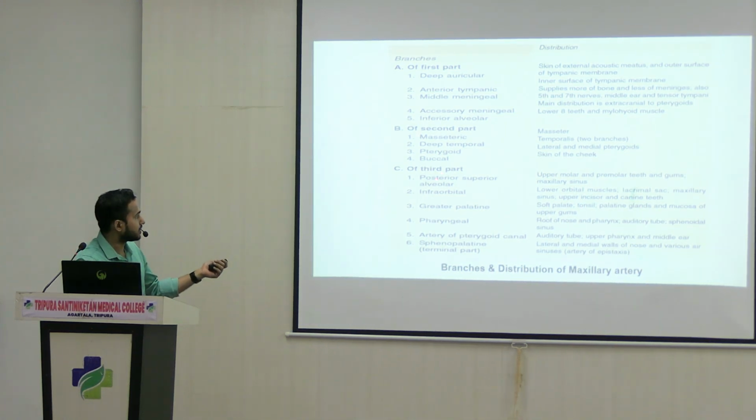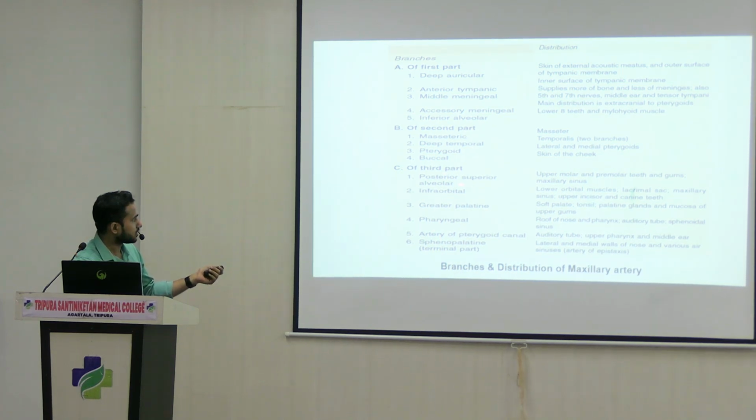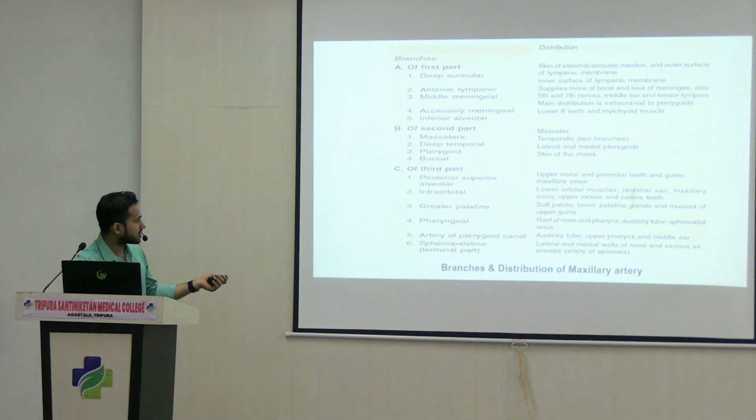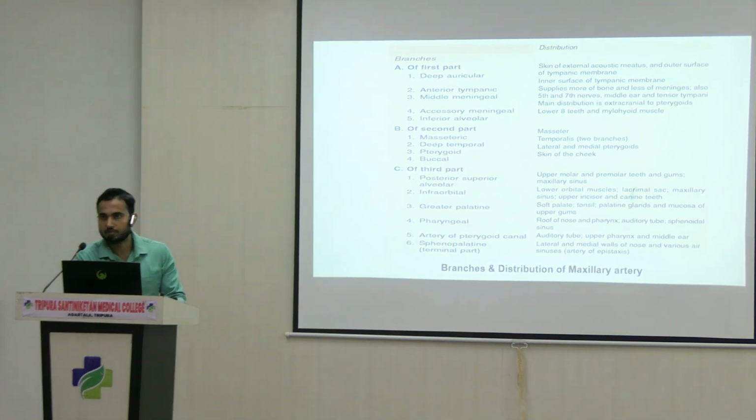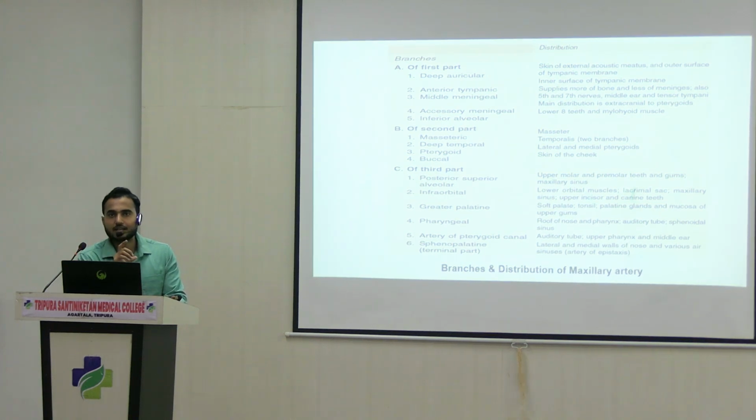Next, the third part. Most of the branches are of the third part: posterior superior alveolar, infraorbital, greater palatine, pharyngeal, artery to pterygoid canal, and sphenopalatine. Sphenopalatine is the terminal branch. So these are the arteries of the third part.